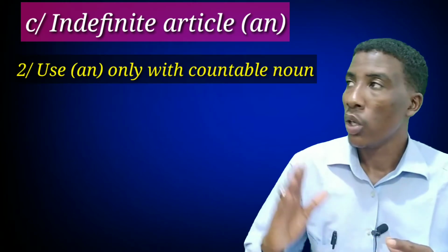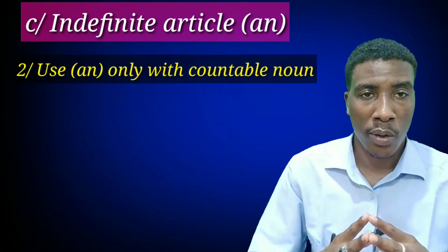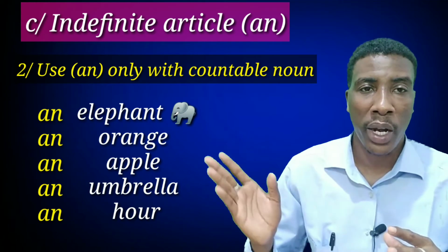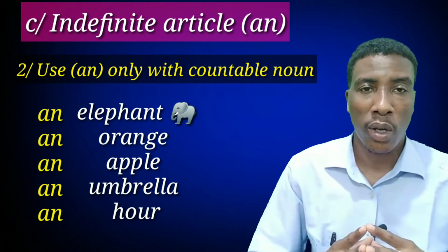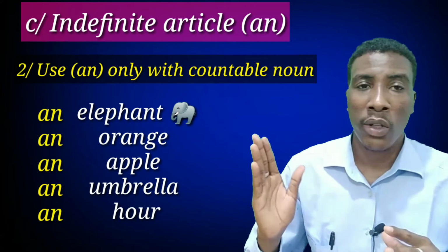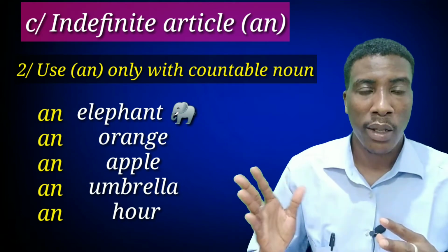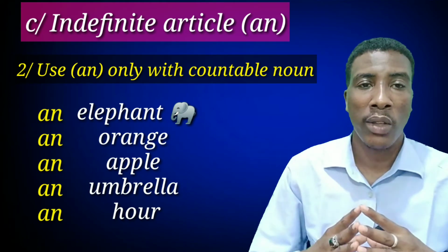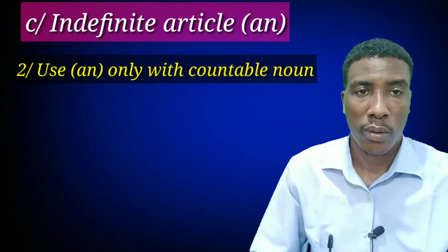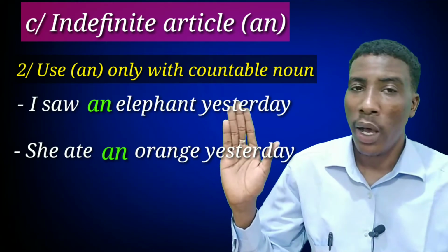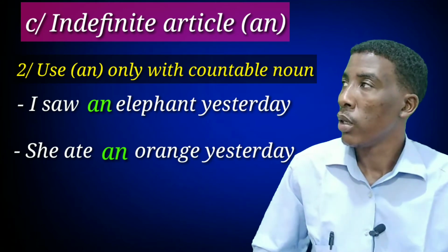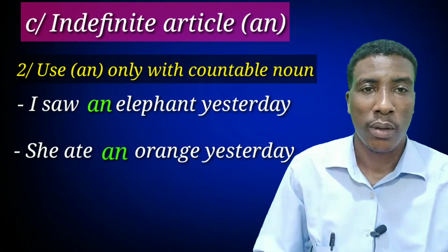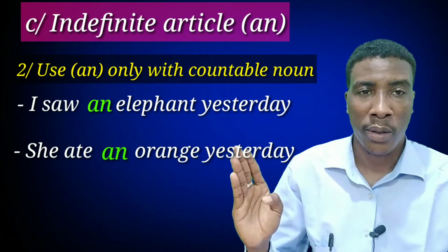Rule number 2, use an only with countable nouns, like an elephant, an orange, an apple, an umbrella, like this, an hour. So in here, an hour. Hour starts with H, but H is silent, so we start pronouncing from O, and O is a vowel, so we can say an hour. For example, I saw an elephant yesterday. She ate an orange yesterday. So in here, an elephant, an orange.